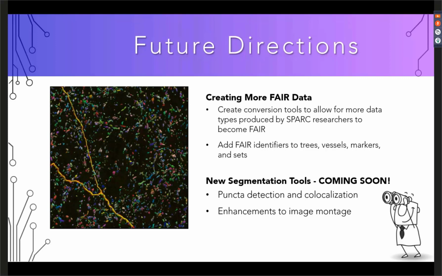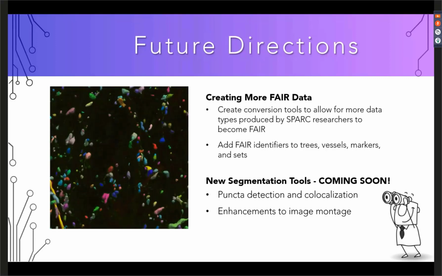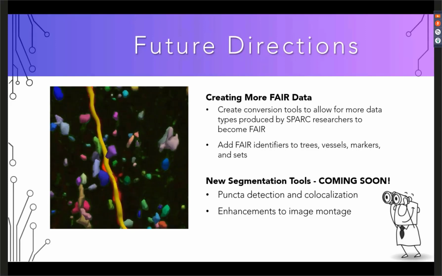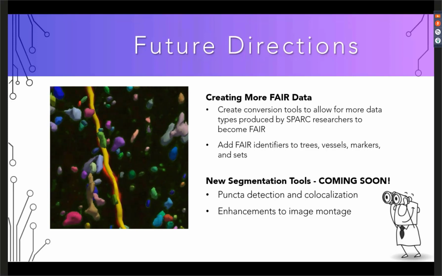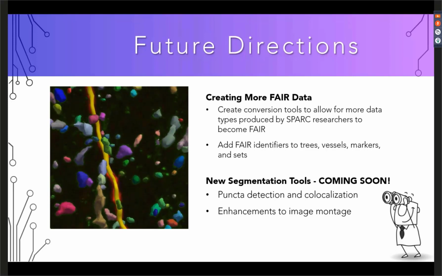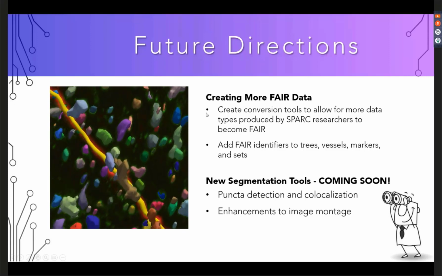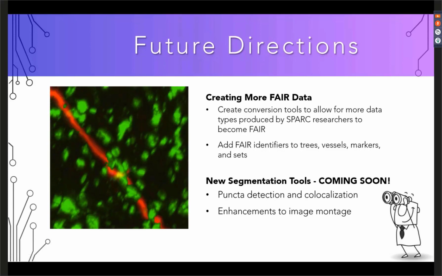Our roadmap also includes implementing new segmentation tools based on the feedback that we've heard from the SPARC researchers that we currently interact with. These include punctate detection algorithms in Neurolucida 360 and co-localization analysis in Neurolucida Explorer. Like you can see on the left here is the punctate detection that we're currently developing. We've also made improvements to our image montaging tool.